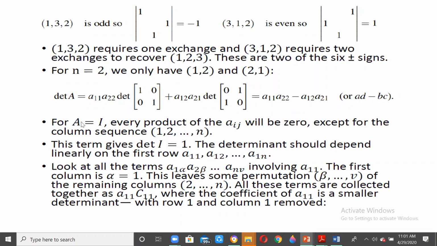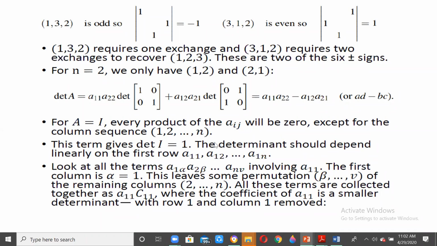So for A equal to I, if we have a matrix A as an identity matrix, every product of a_ij will be 0 except for the column sequence 1, 2, 3, ..., n. That just means that only the diagonal exists in I. So the product of all the diagonals will just give us the value 1. So this term gives the determinant of I as 1 into 1 into 1 into 1 and all that, which will just give us 1.